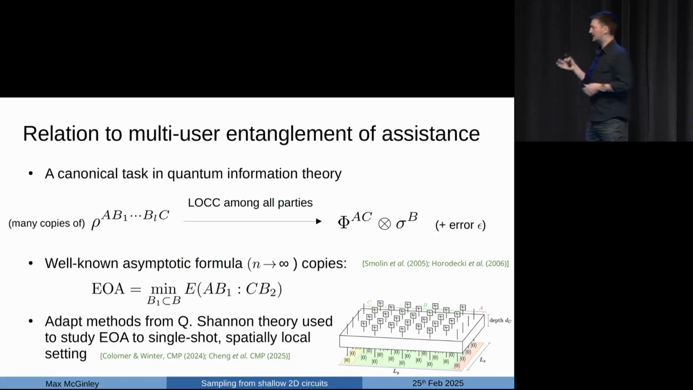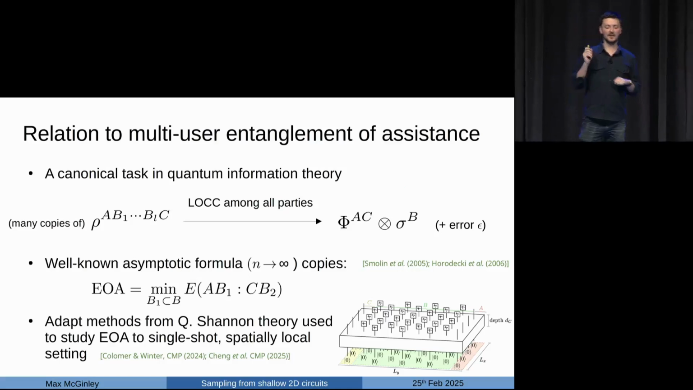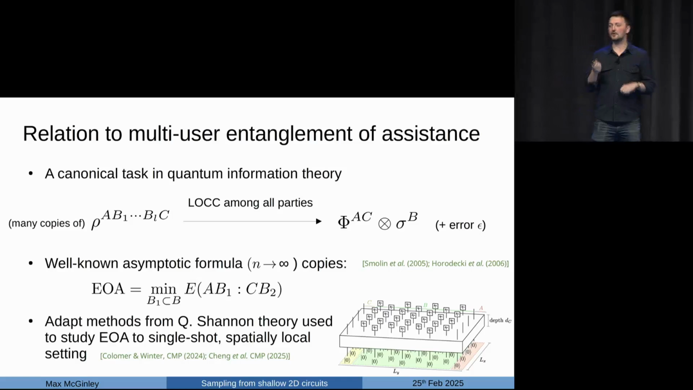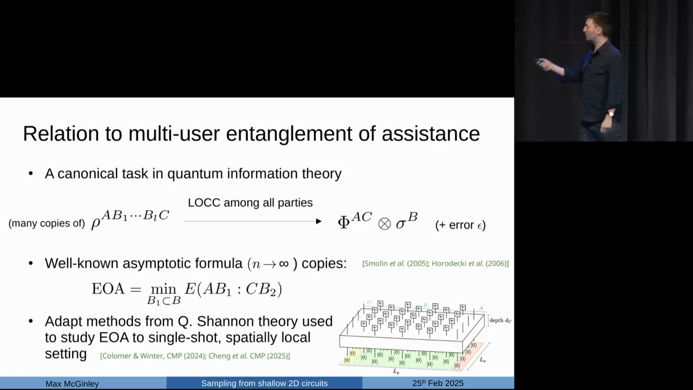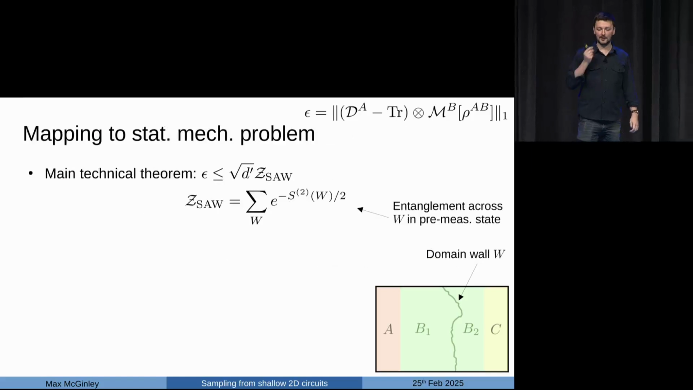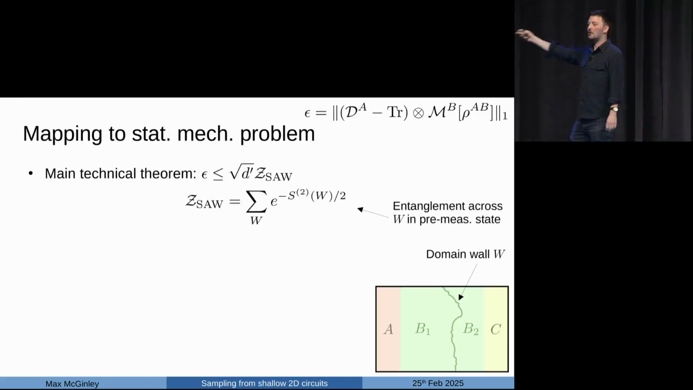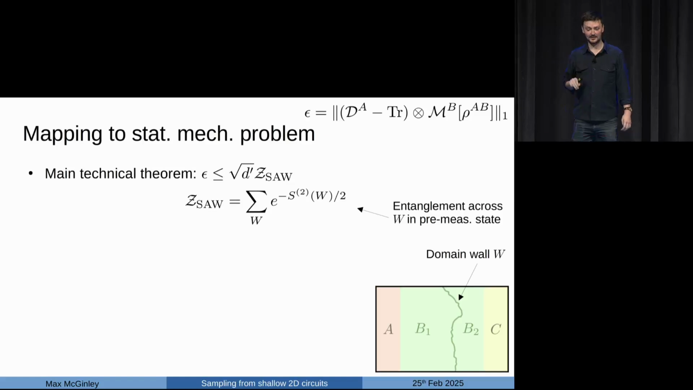So what we've really done is adapt some methods from quantum Shannon theory in order to study this entanglement of assistance problem in a so-called single-shot setting, which also accounts for the spatial locality of correlations in these states. Just very quickly, what we're able to do is to derive an upper bound on this error epsilon, so how close to the Bell state can we get with LOCC, in terms of a statistical mechanics partition function here.